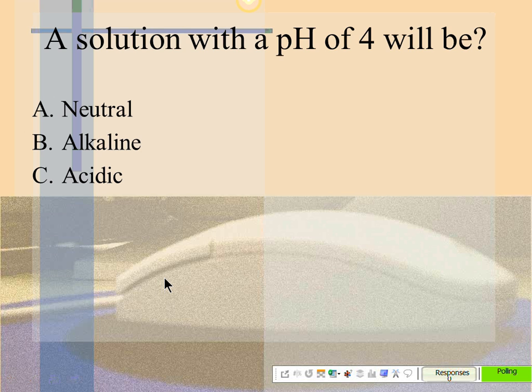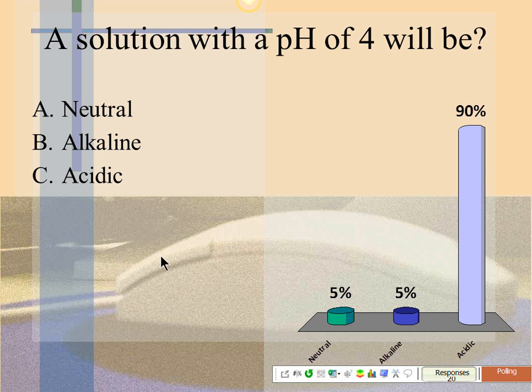So let's look at this question quickly. A solution of pH of 4 will be? Yes, it will be acidic.